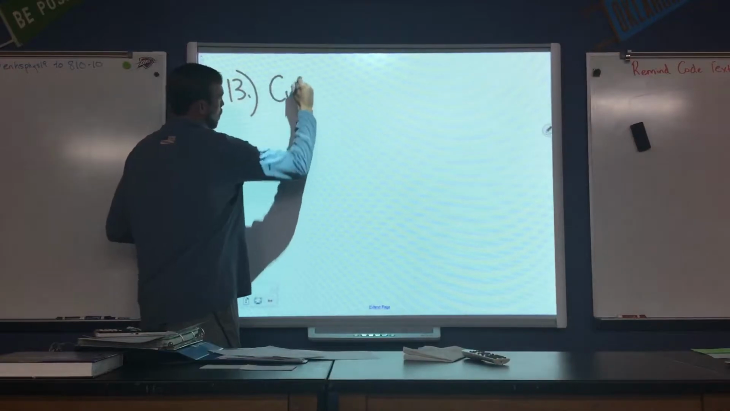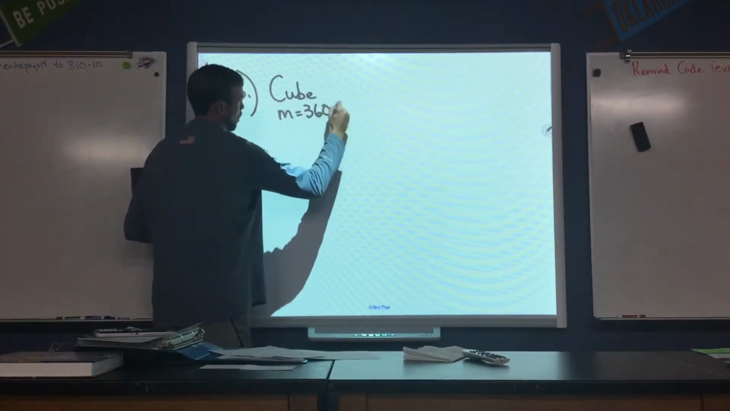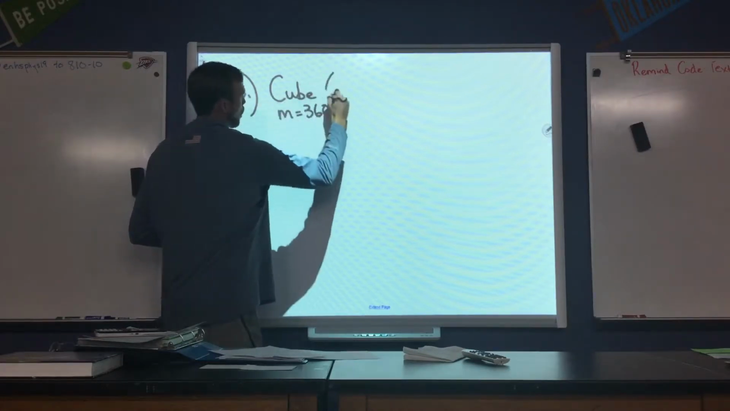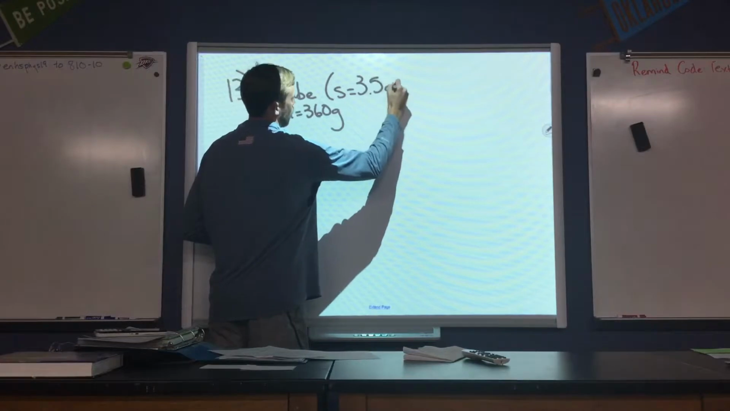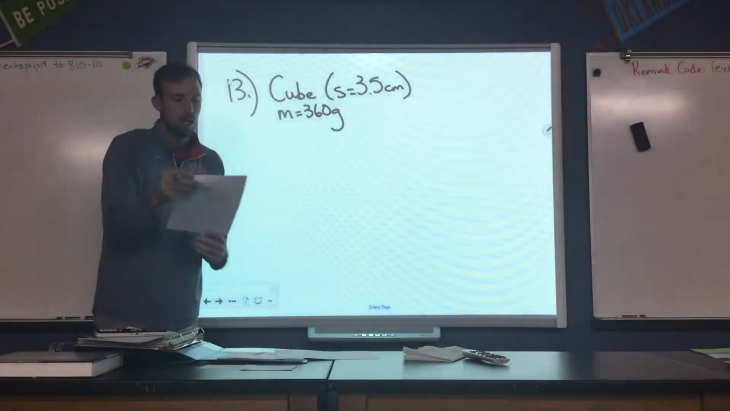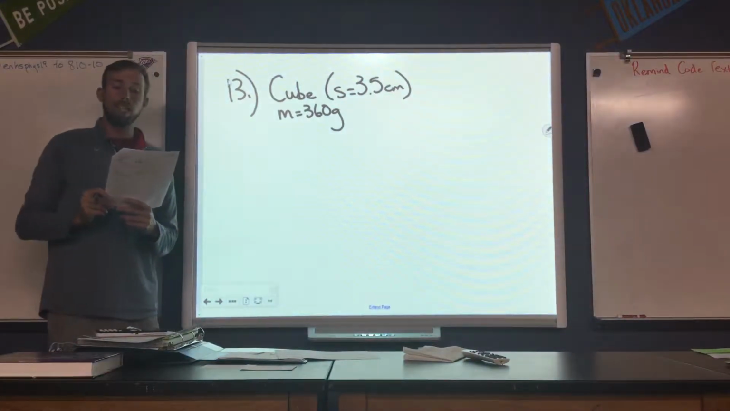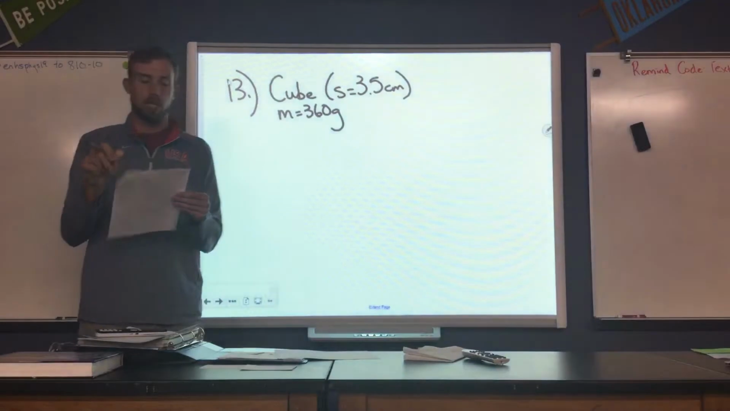We know we're dealing with a cube. We're told the mass of the cube is approximately 360 grams. And we're told that the cube has sides of 3.5 centimeters each. Okay? Next sentence says this: what material might the cube be made of? In parentheses, use the table at the top of the sheet.